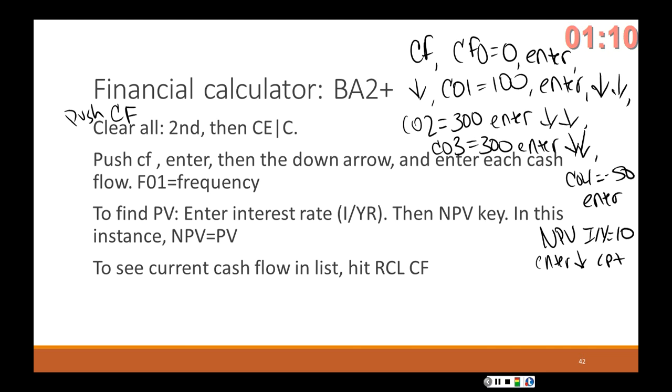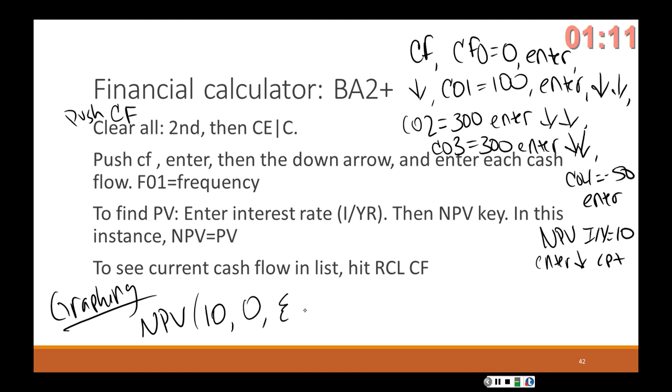If you have a graphing calculator, first you would push your apps button, your finance button, and scroll down to NPV and push enter. First you enter your discount rate, which is 10, comma, your cash flow at time period 0 is 0, comma, braces, 100, comma, 300, comma, 300, comma, negative 50. Enter, and you'll get the same answer.